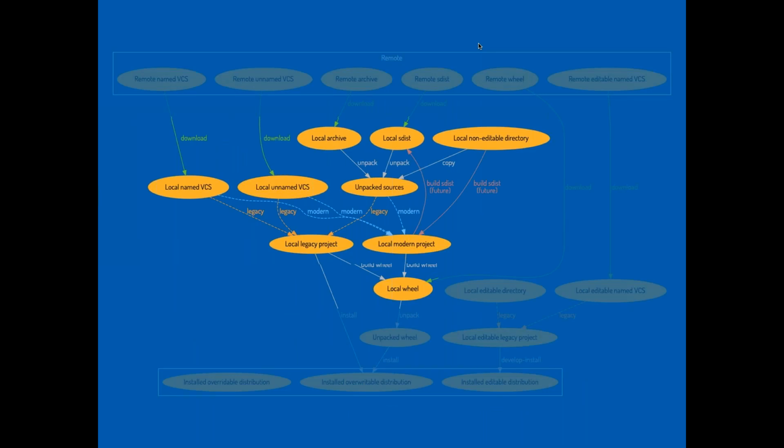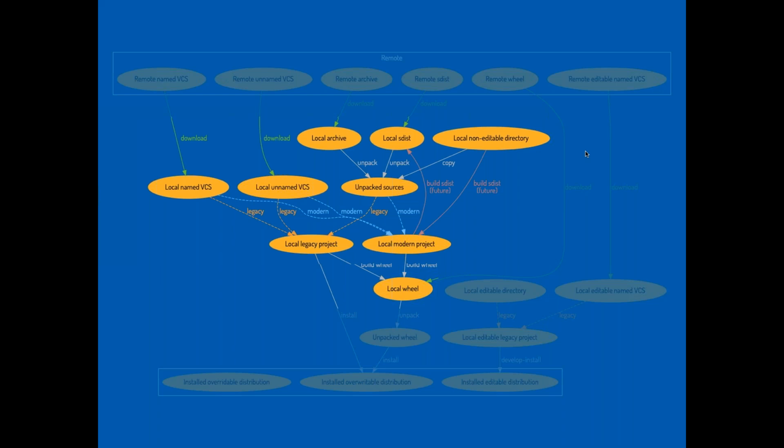So let's look at this all over again. Do I have the ability to draw? I do not. Great. So let's look at this more closely. Starting from the left, we have named local VCS and local unnamed VCS. These are version control system files cloned locally, and that's what this represents. And we basically go, okay, this is a modern project or a legacy project. And based on that, we determine how we're going to build a wheel.